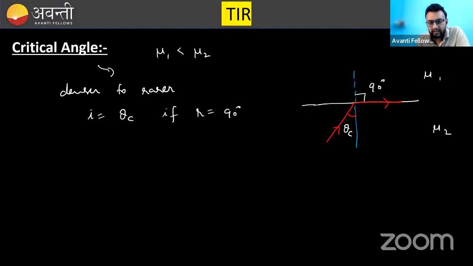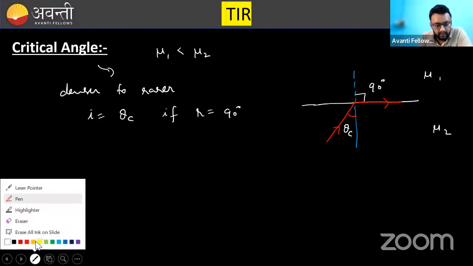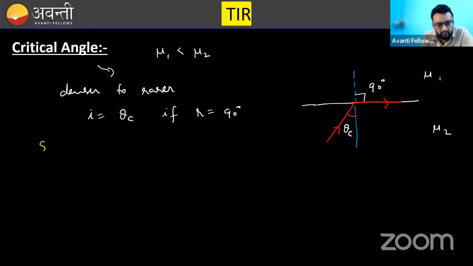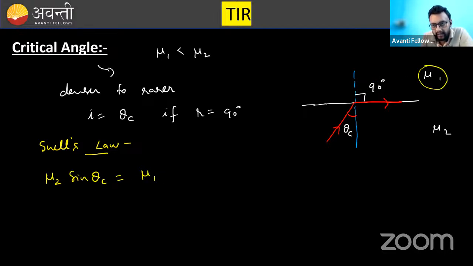Now, what is the expression for critical angle? We can use Snell's law for that, and you know how to use Snell's law. According to Snell's law, refractive index of this medium into sine of the angle, that is mu2 sine theta c, is equal to refractive index of the other medium, that is mu1, into the angle in that medium, that is sine 90. You can say sine theta c is equal to mu1 by mu2.